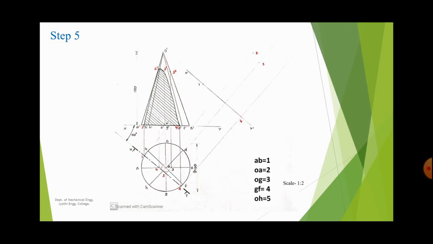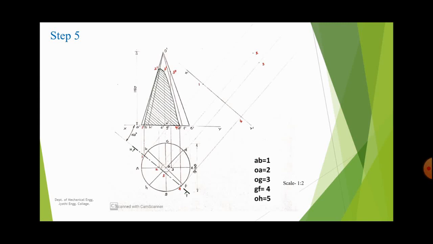Now in order to get the true shape, you can see here I am marking all the points. OH I am getting as 5. In order to get the true shape of the section, you consider another line which is parallel to the cutting plane. I am marking it as X dash Y dash, and from all the cutting points, that is 1, 2, 3, 4, I am drawing perpendicular lines to the X dash Y dash line, you can see here.